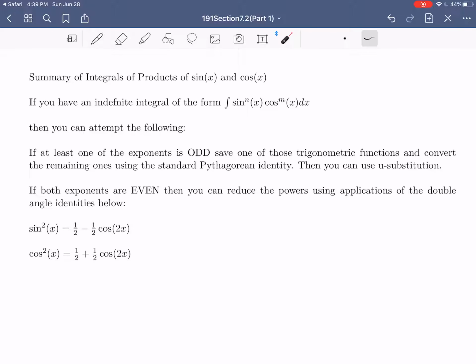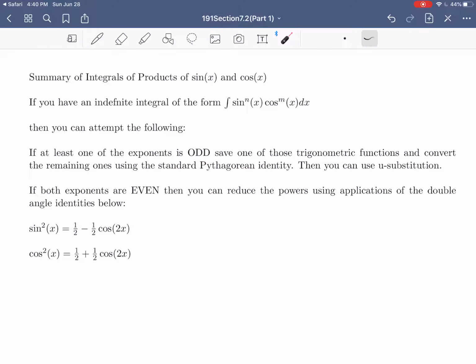So if you have an indefinite integral of the form integral sine to the n cosine to the m dx, then this is how you should attempt to integrate it. If at least one of the exponents is odd, so if either n or m or both of them are odd, then what you want to do is save one factor from whichever one has the odd exponent, and then convert the remaining ones using the standard Pythagorean identity.